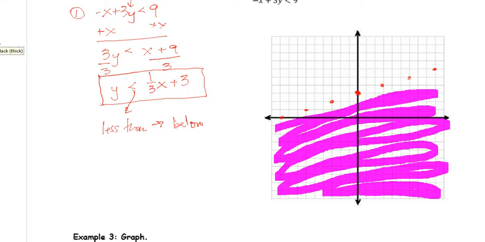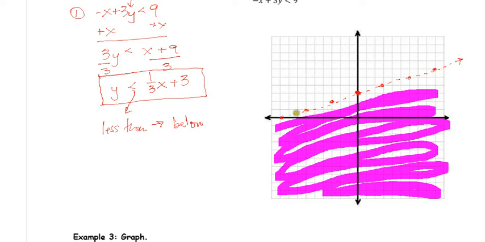Now, do I make it a solid or a dotted line? I think back to when I was graphing on a number line. If I had a less than or greater than, that value was not included in the solution set, so I left an open dot. The same is true when I have two variables, the x and the y. When I don't have the equals to part of the sign, then whatever is on the line is not included in the solution set. And I signify that by making a dotted line. So I'm going to make this a dotted line because the line itself is not included in the solution set.